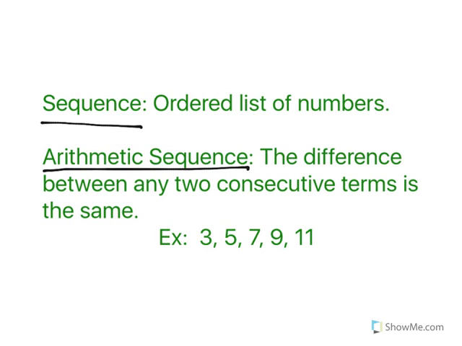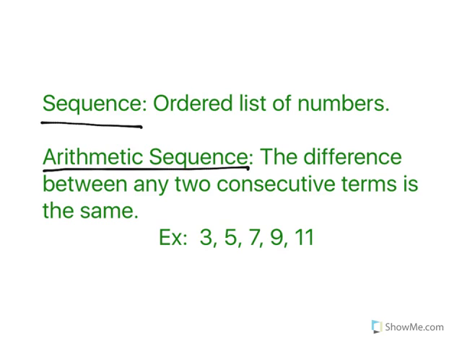It's just a fancy word that means the difference between any two consecutive terms is the same. So, for example, an arithmetic sequence is something like this: 3, 5, 7, 9, 11. Are you seeing a pattern in here? If you see a pattern, that's really what an arithmetic sequence is. So when there's a common difference between the numbers, or the differences between the numbers are the same.